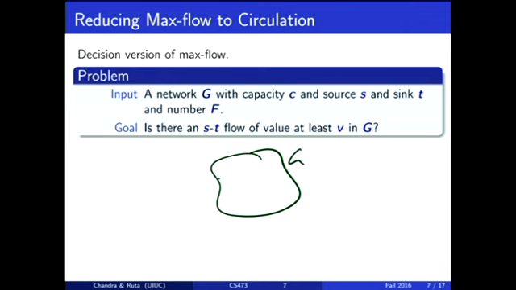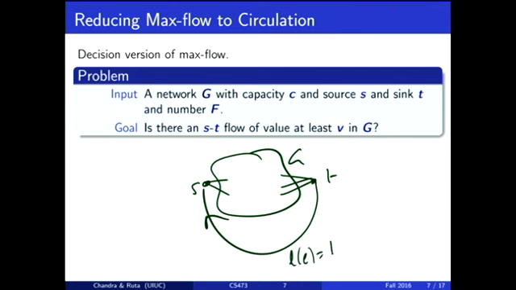For simplicity, I put S here and T here. I want to know, is there a maximum flow from S to T with a value at least F? I claim I can reduce it to a circulation problem as follows. I put an arc from T to S, and then I put the lower bound on this arc to be F and the upper bound to be infinity. On every other arc in the original graph, the lower bound is 0 and the upper bound is c_e.